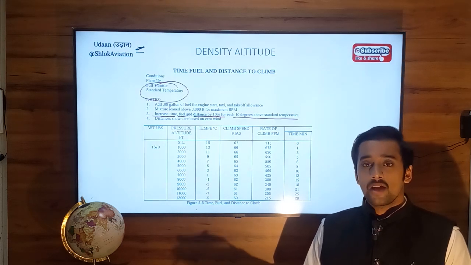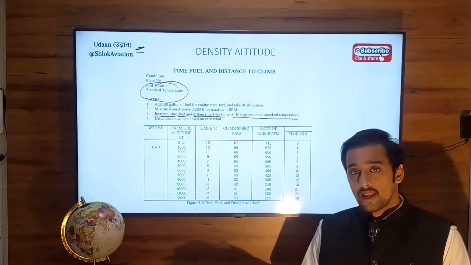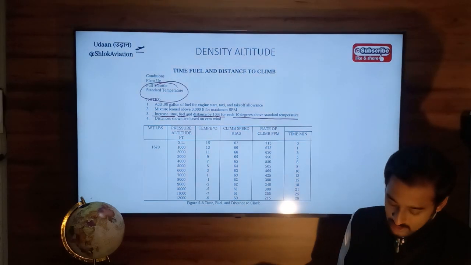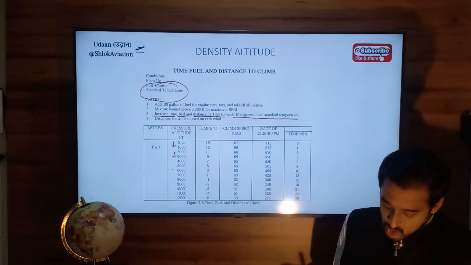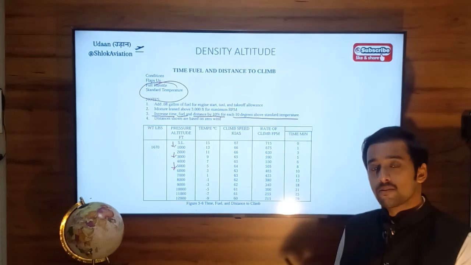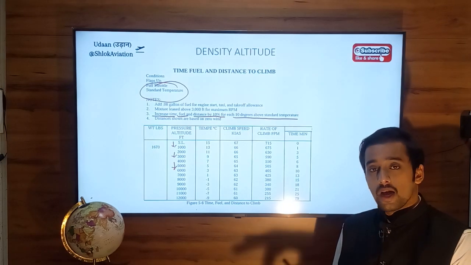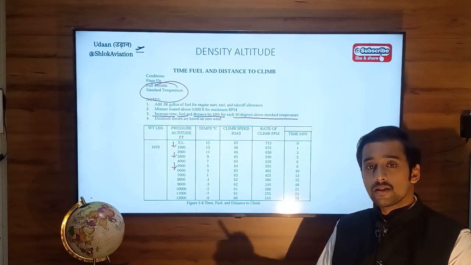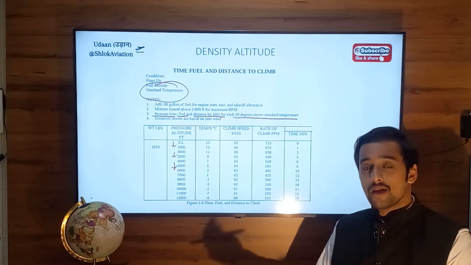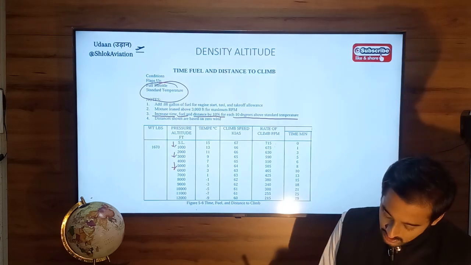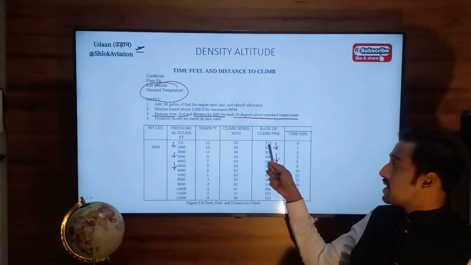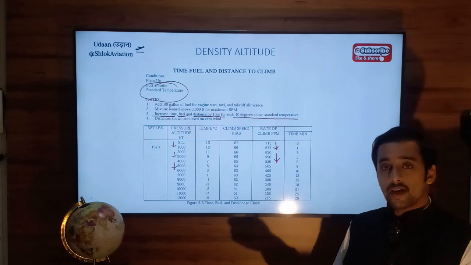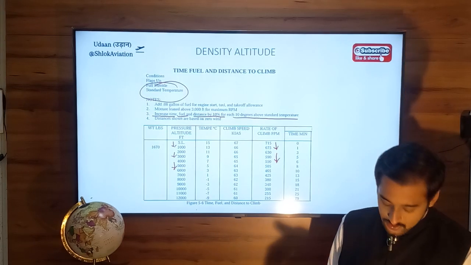If there is any deviation from that, you have to either add a particular value or subtract a particular value from the numbers given here. Now here you can see altitude increases from sea level to 1000, 2000, and so on. When altitude increases, atmospheric pressure decreases, and as a result air density also decreases, because as atmospheric pressure decreases, the air expands in volume, and when volume expands, density decreases. So rate of climb also decreases. As you can see, 715 at sea level has become 505 at 5000 feet.